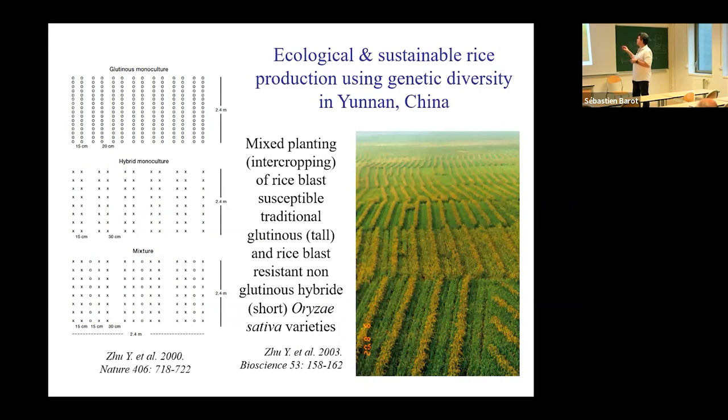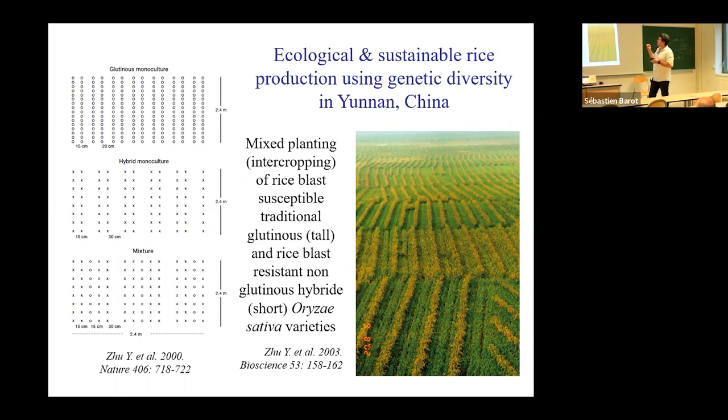I will not go into the details, but one very famous experiment was about rice in China. Basically, what they want to grow is a glutinous rice, which apparently is very tasty and can be sold for a higher price. But this rice is very sensitive to the rice blast, which is a fungus that attacks the rice. What they tried to do is to mix this glutinous rice with another rice variety that is less sensitive to this fungus. And what happens is that the non-sensitive rice variety protects the sensitive rice variety. So it decreases the impact of the fungus, and it also decreases the need for pesticides.